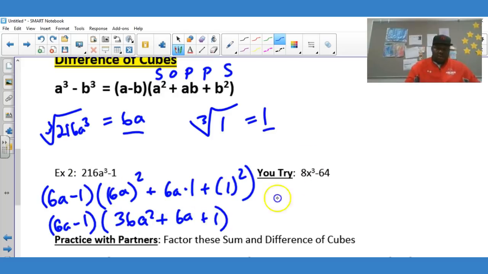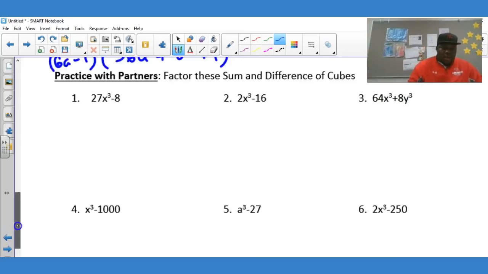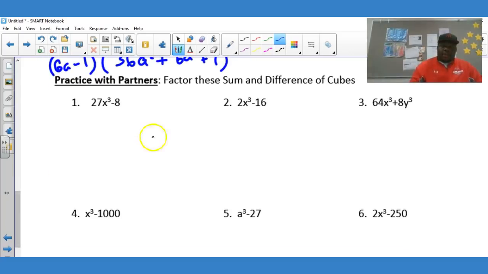Here's a you try. You give that a try, okay? So right here, we have factor the sum and difference of cubes. This is practice with partners. Since you're doing this at home, I am your partner. So you're going to practice with me. Really what I want you to do is work out all these and bring them to class tomorrow.